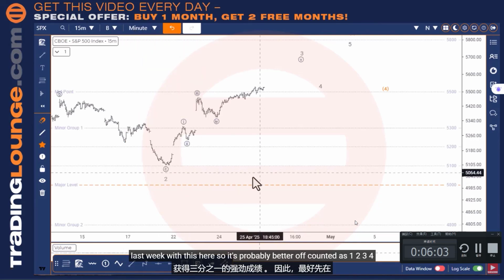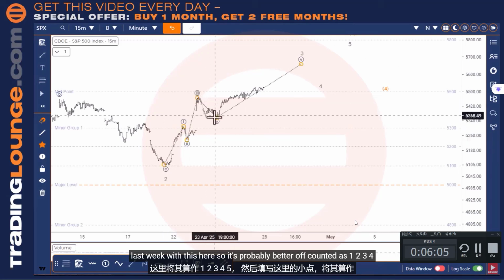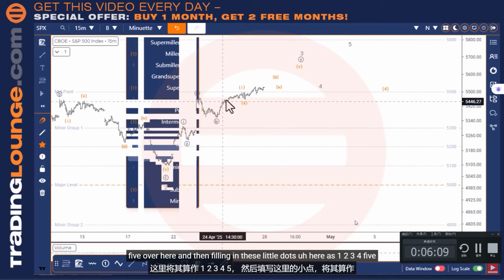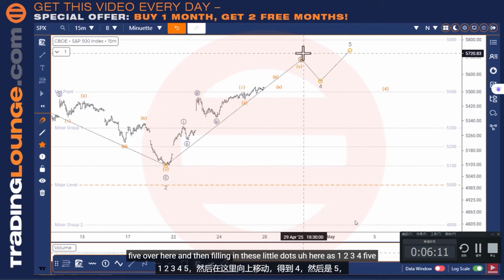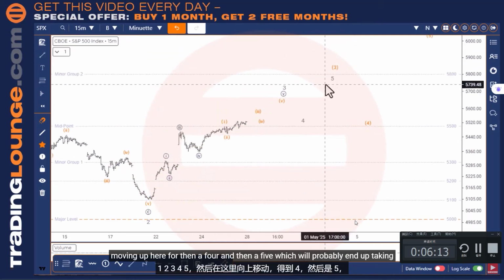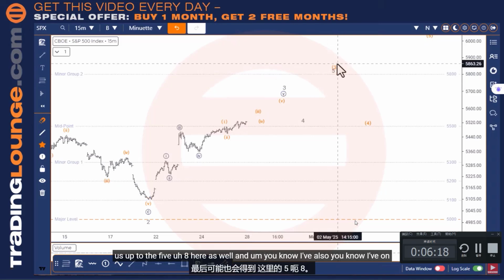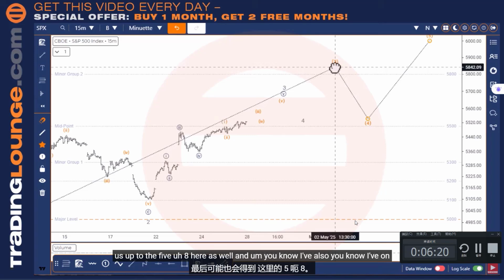So it's probably better off counted as 1, 2, 3, 4, 5 over here, and then filling in these little dots here as 1, 2, 3, 4, 5 moving up here, for then a 4 and then a 5, which will probably end up taking us up to the 5, 8 here as well.